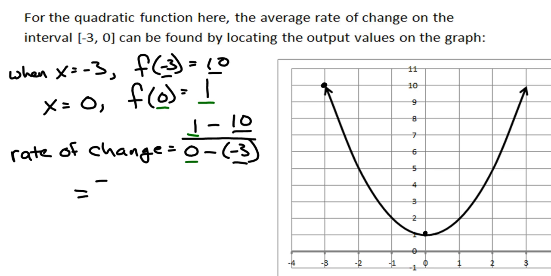1 subtract 10 would be -9. 0 subtract -3 would be 0 plus 3, so that'd be +3, giving us an average rate of change of -3. Now if we look at our 2 points here, and let's draw a line.